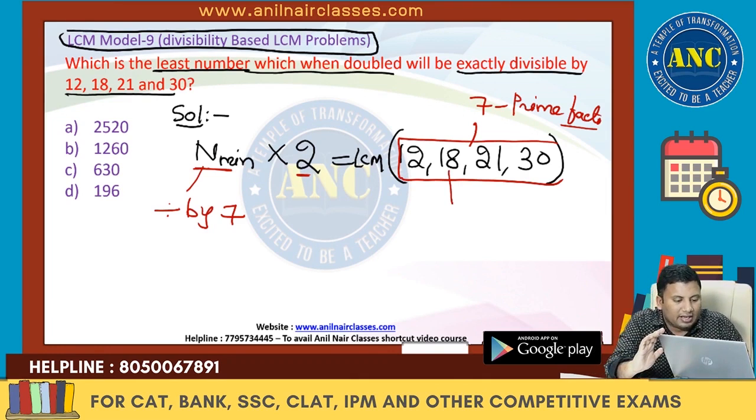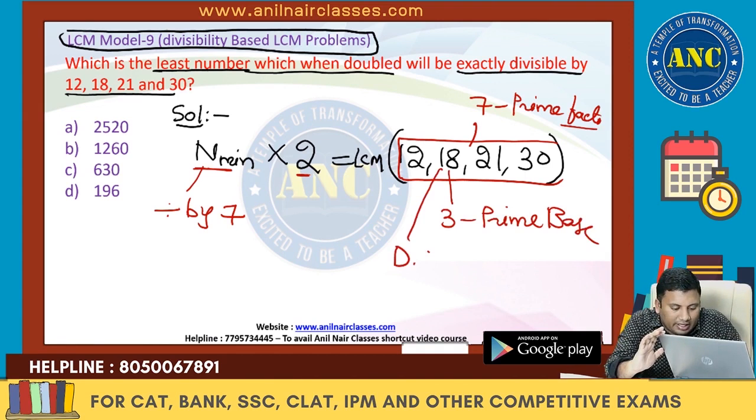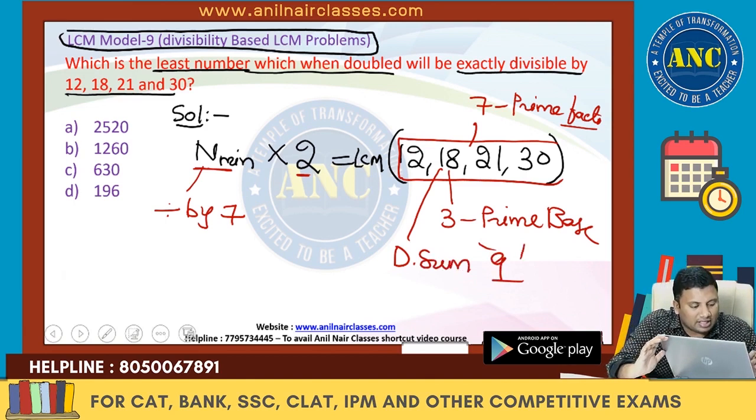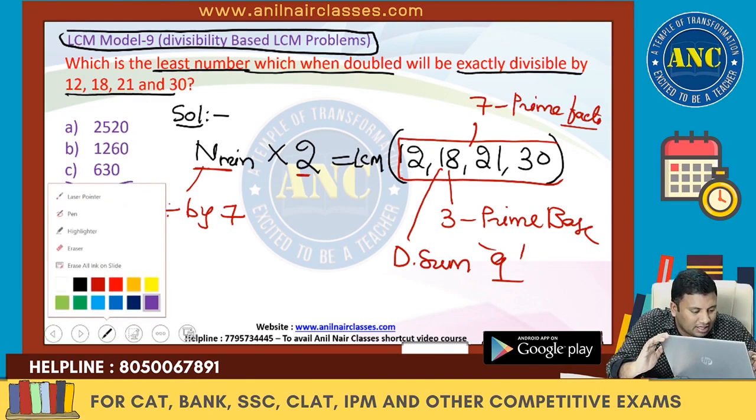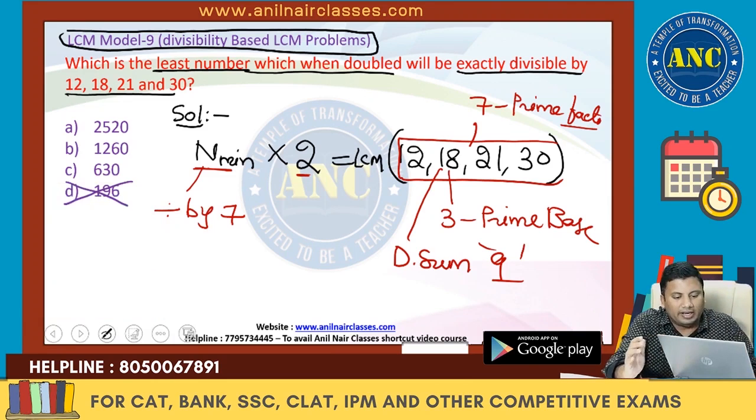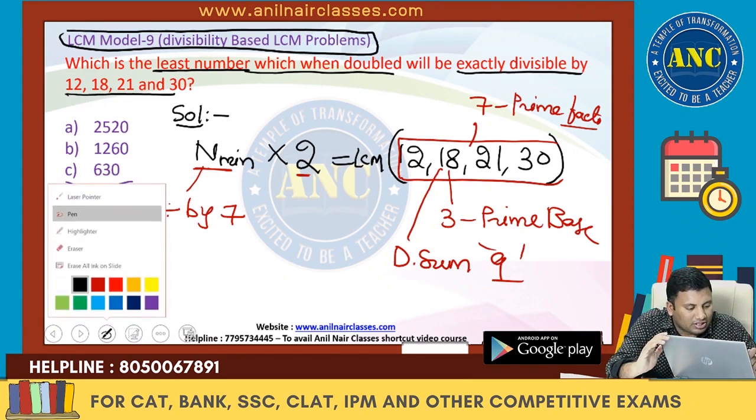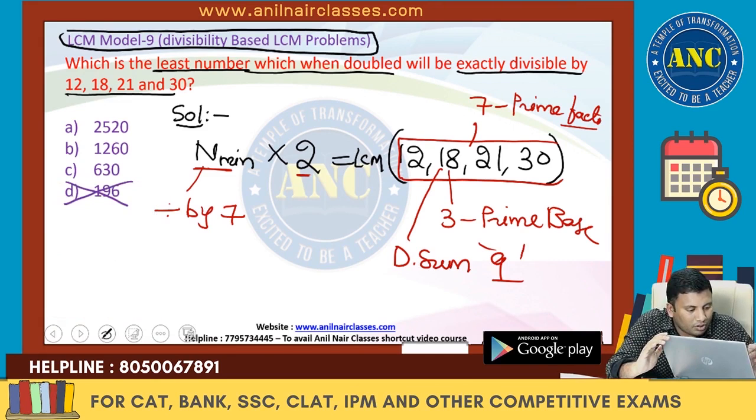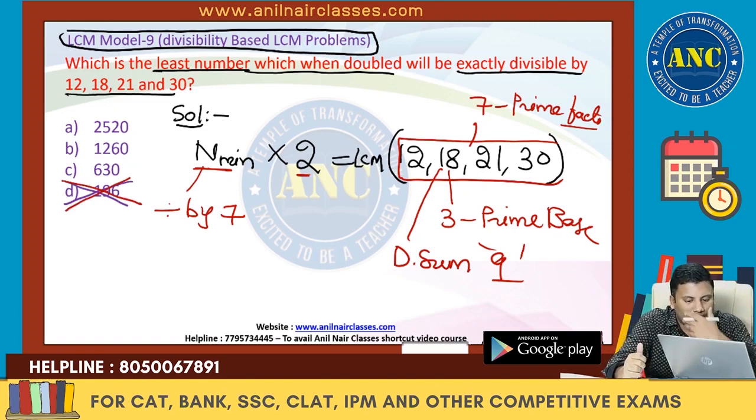18 contains another prime base 3. I am not taking a digital sum because all the 9 I can take. 18 digital sum is 9. If one number's digital sum is 9, the answer's digital sum will also be 9. So 196 is eliminated. Next one, 3 is a prime base.